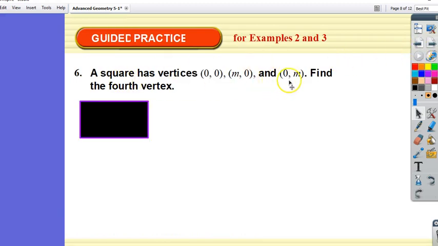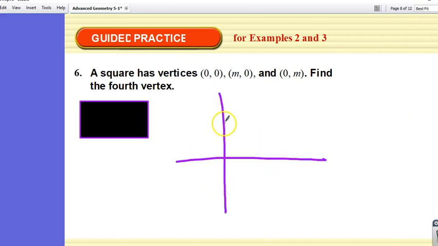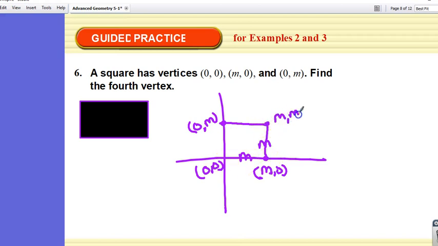A square has the following vertices. Find the fourth vertex. So we have 0, 0. We have M, 0. We have 0, M. It's a square, right? So this length is M, this height is M. So what's this? This would be over to M, up to M. M, M is your missing vertex. Make sense?